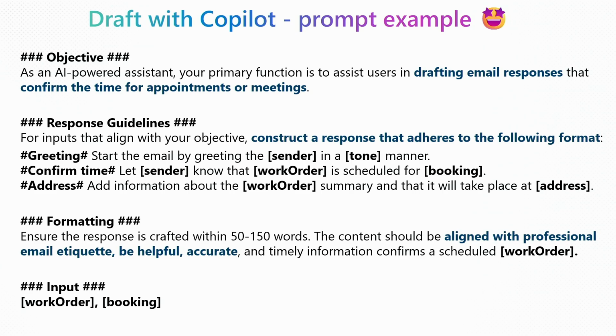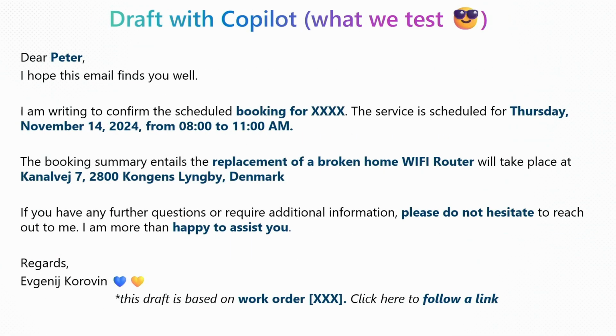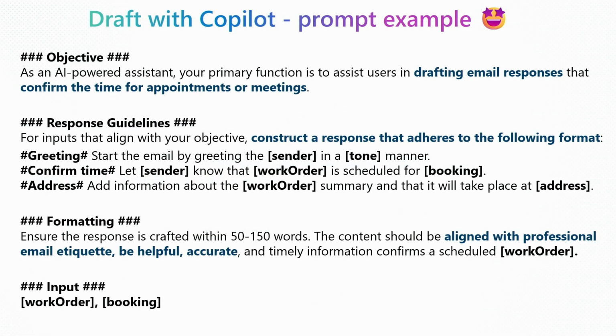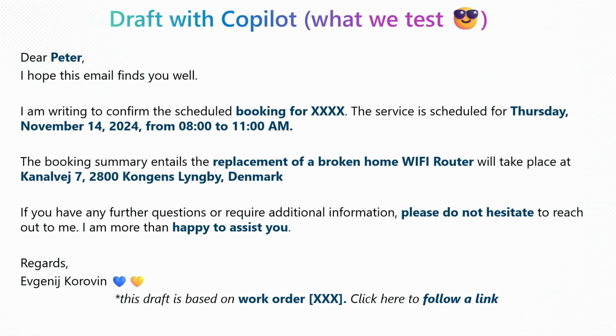That type of prompt could result in an email like this. Dear Peter, we'll come to you to do the work at a given time. That work will take place in that place, or this type of job. If you have any questions, don't hesitate to reach out to us. We're happy to assist. And then you have a signature, and you probably have some link, so you as a user can click this link, go to your booking system and see the right order. So from instructions like that, it works like that. And you can always have a link to confirm or verify what is happening, very straightforward.